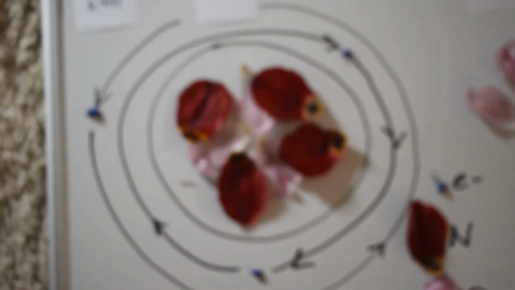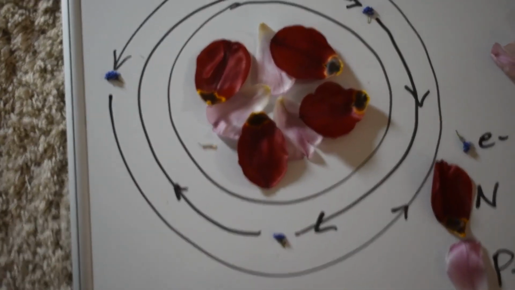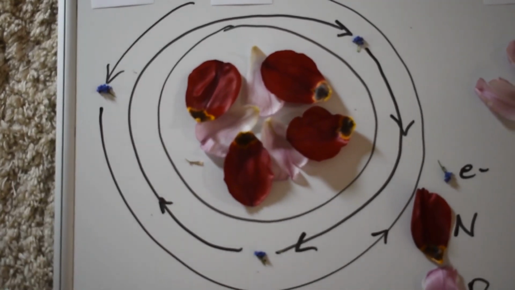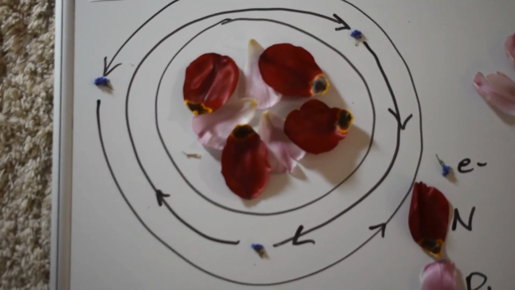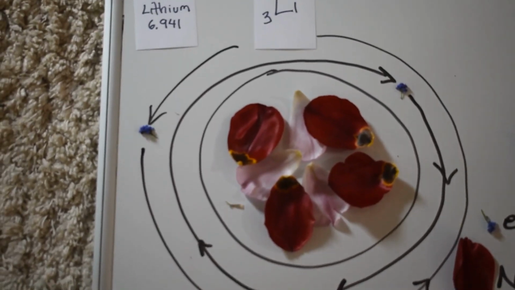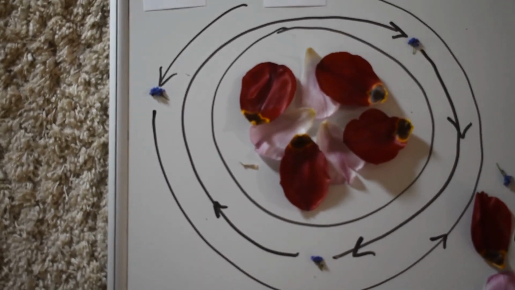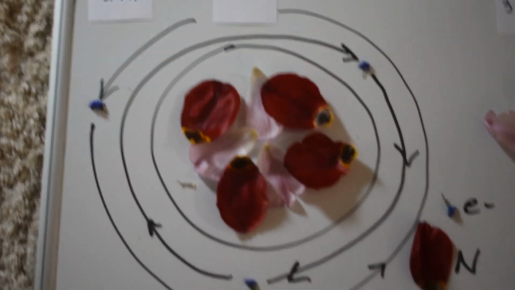So you can make these models out of anything. I went outside and I am making my model out of flower leaves or flower petals and flowers. All you've got to do is find something outside, or you can use something inside. You need 3 things: protons, neutrons, and electrons. And then you need a key.